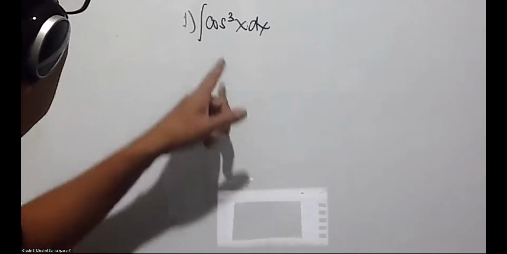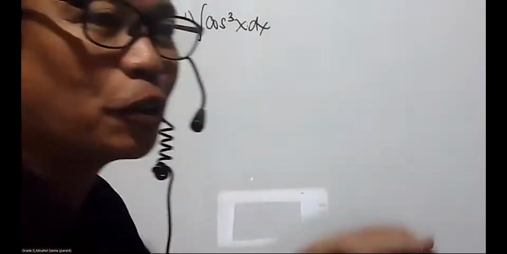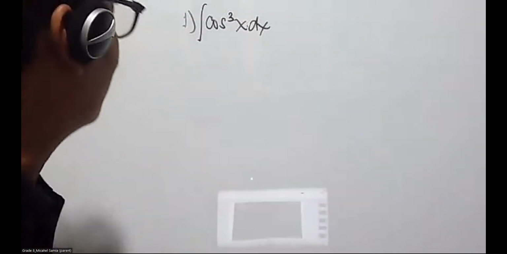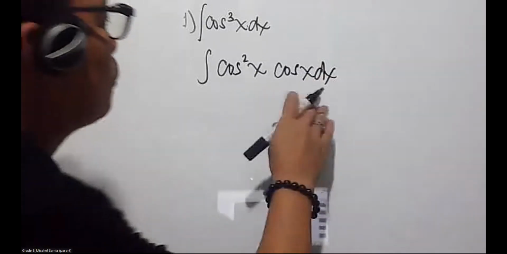First, you would separate cosine cube x into two parts, wherein one could be the derivative of the other. So let us separate it. Let's get one as cosine squared x and the other as cosine x dx. One should be the derivative of the other.